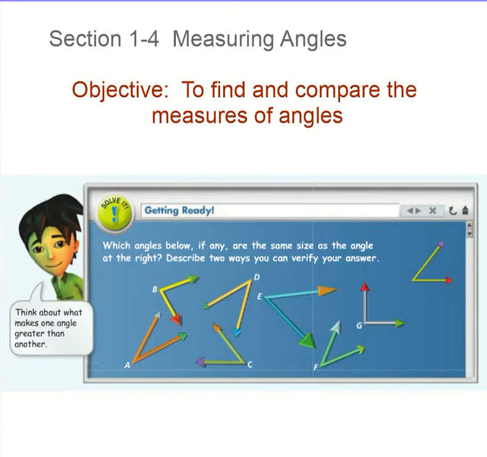This is section 4 of chapter 1 of geometry. Our topic today is measuring angles. The objective for today is to find and compare the measure of angles.